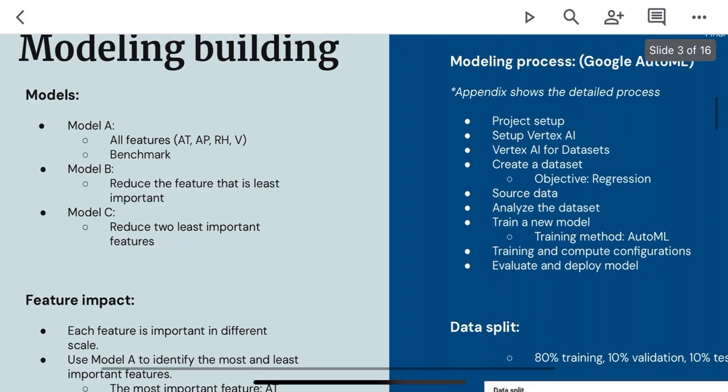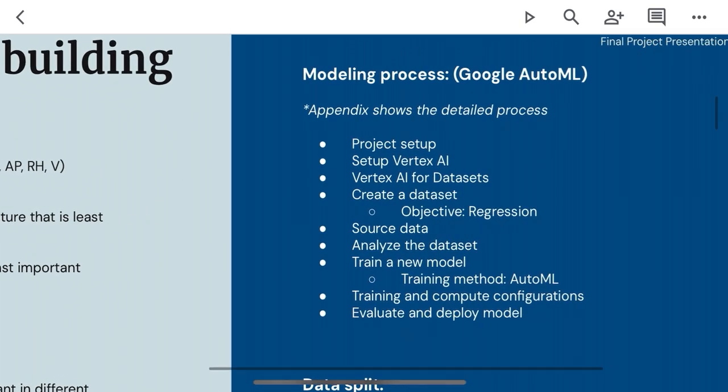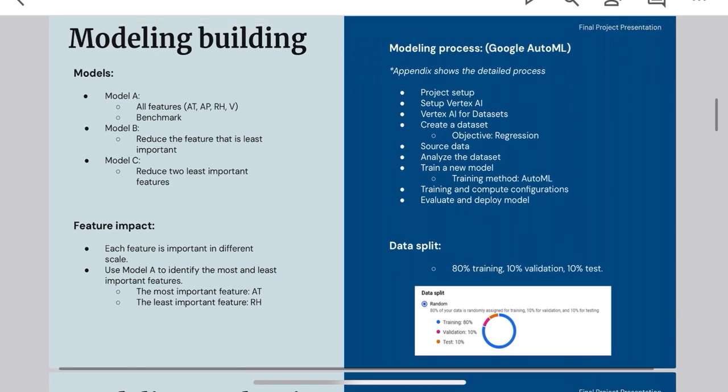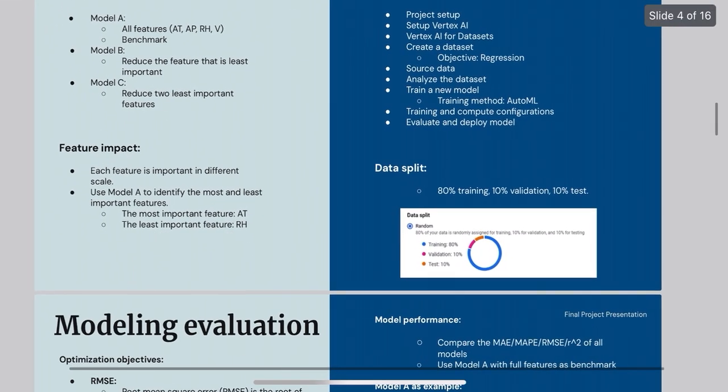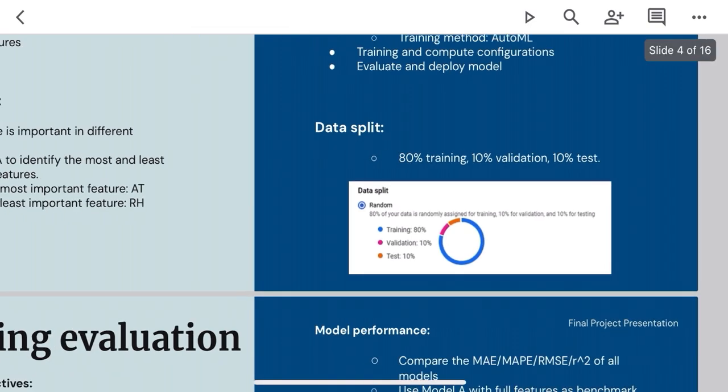Regarding the model process on Google AutoML, the key steps include setting up the project, setting up Vertex AI, creating a data set and analyzing the data set, training the model, and the training and compute configuration. I will show you more details in the last section. Regarding data split, I used 80% of data for training, 10% for validation, and 10% for test.